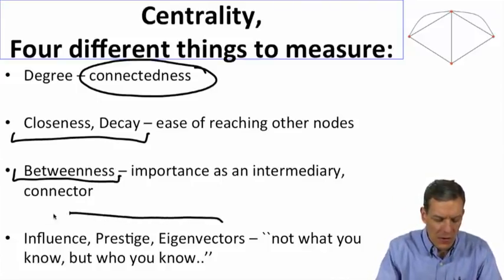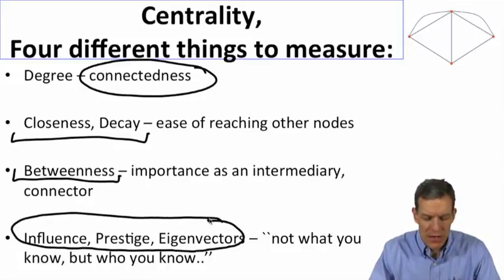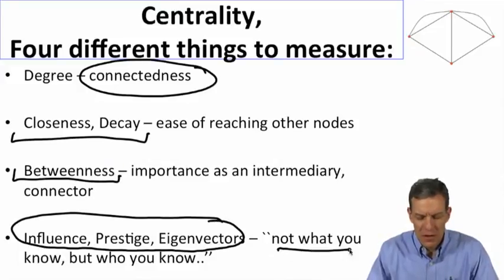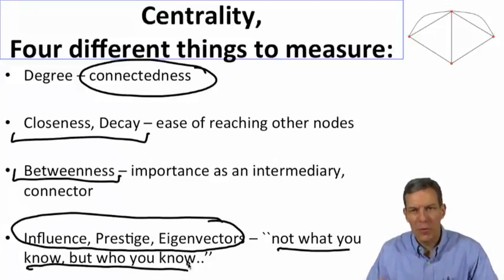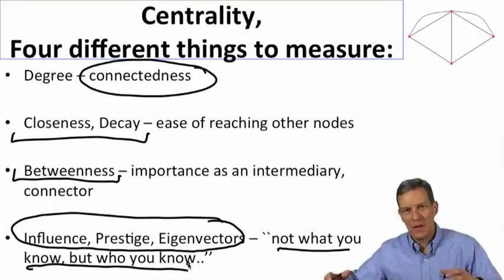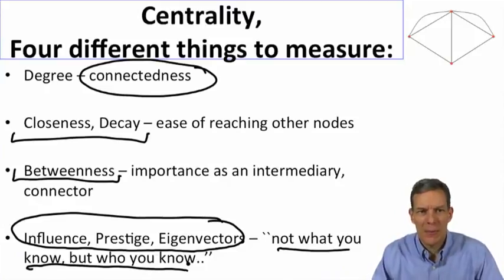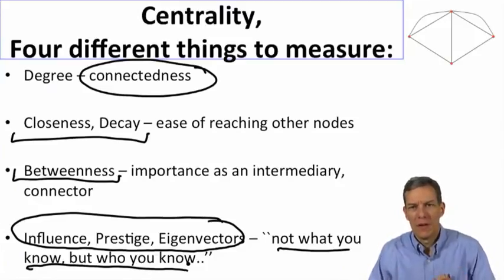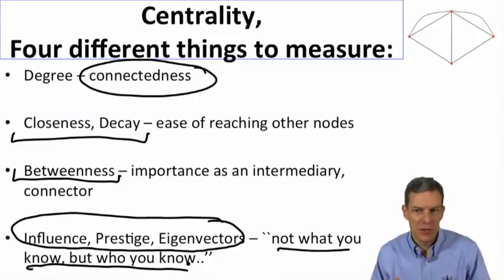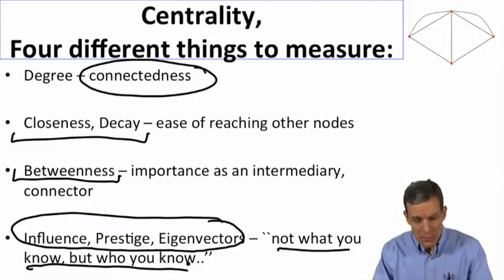And then there are these sets of influence, prestige, and eigenvector sorts of things that are capturing not only who you know, but weighting them by their importance and doing iterative kinds of calculations that will capture the value of your friends as measuring your own importance.